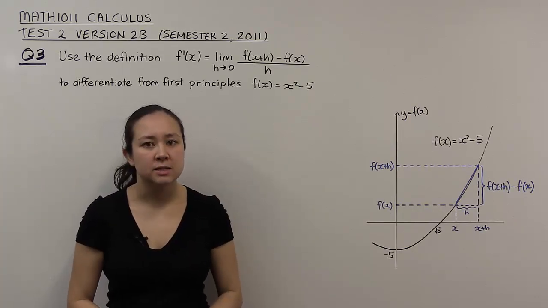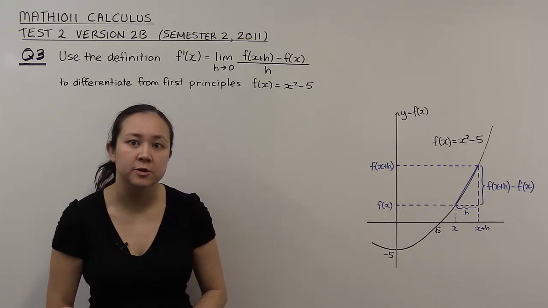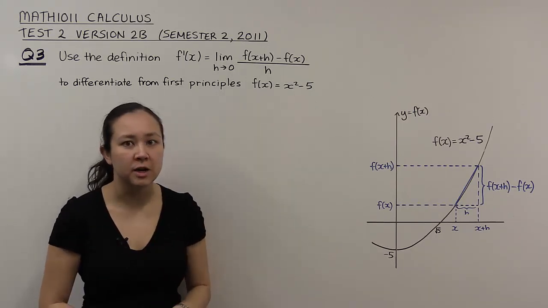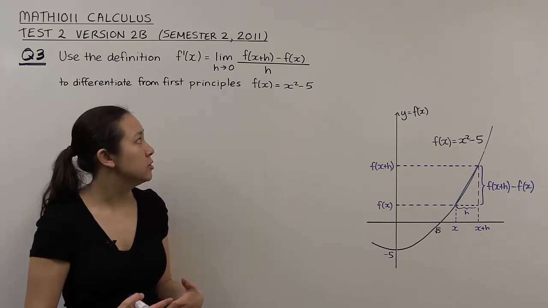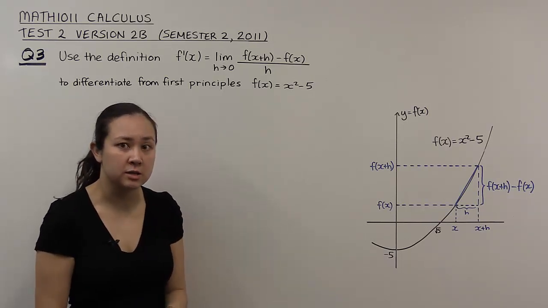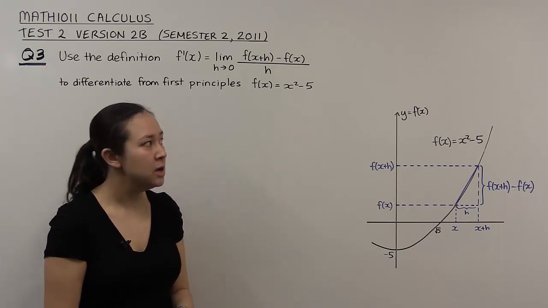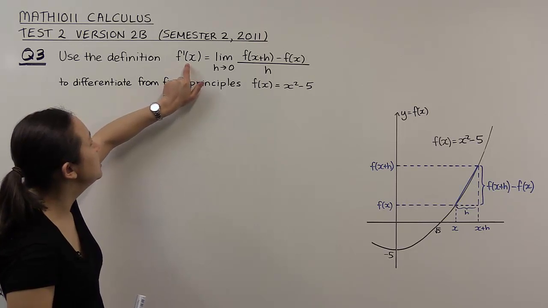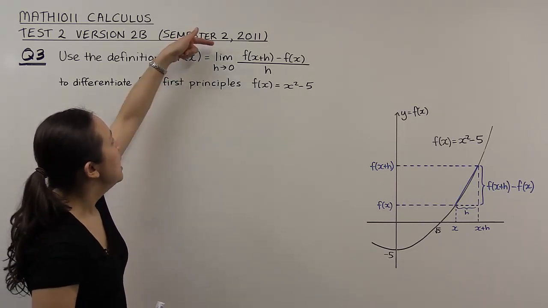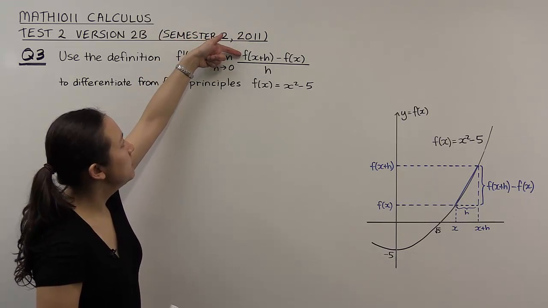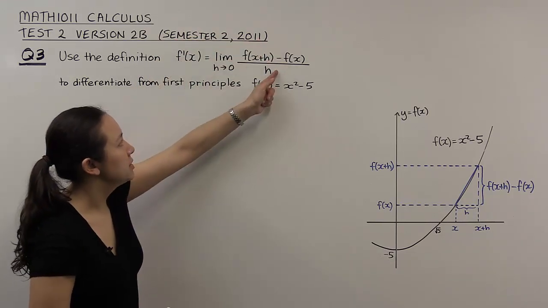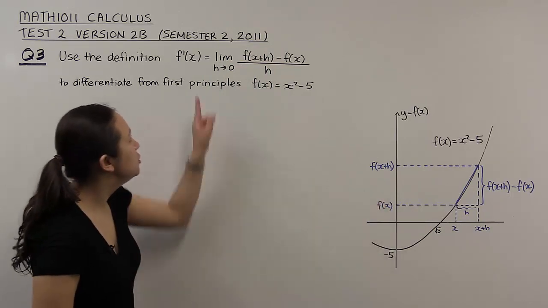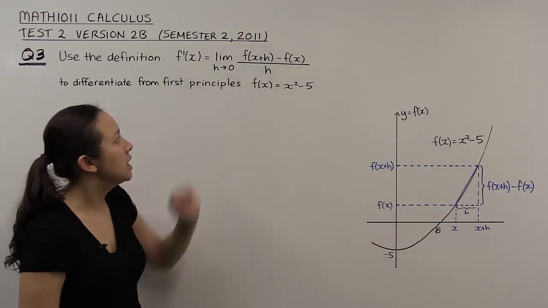Question 3 is asking us to calculate a derivative from first principles. So we're given f of x is x squared minus 5. If we learn some rules for differentiation, we know that x squared minus 5 will differentiate to 2x, but we're being asked to differentiate from first principles and use this limit of f dash of x as the limit as h approaches 0 of f of x plus h minus f of x divided by h. I've drawn a diagram over here just to remind you where this definition comes from.